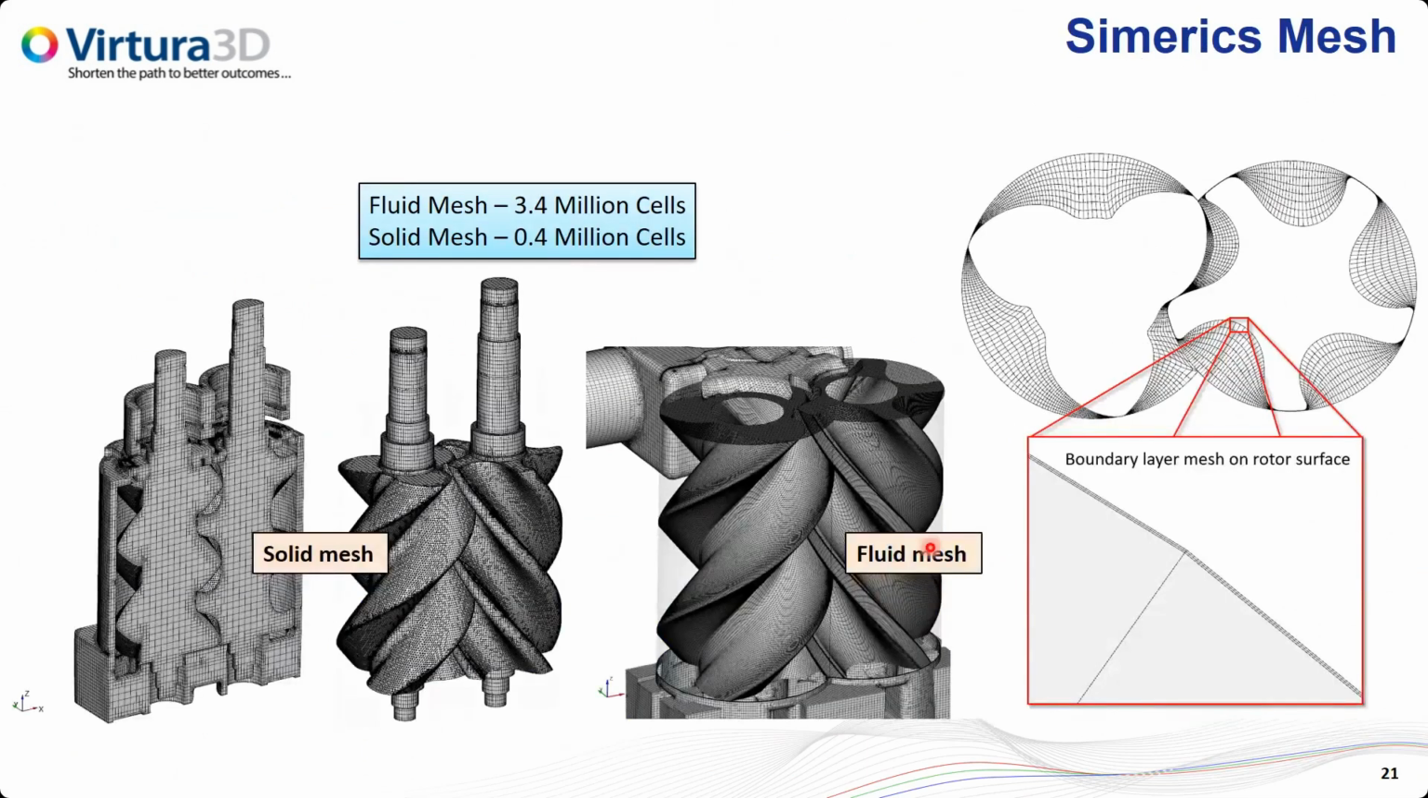So the fluid mesh is about 3 million, the solid mesh is about 0.4 million, and you can see we can model the gaps using our general gear template. Ours is a very unique approach. We brute mesh the entire thing and we squeeze it into a very small gap, all the cells, and still the solver can handle the mesh without any convergence issues, right?